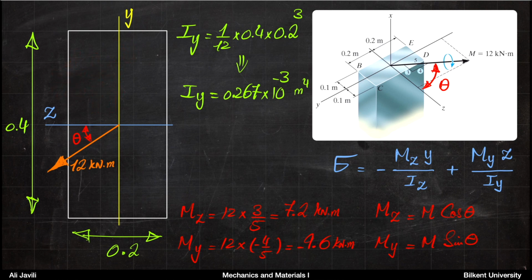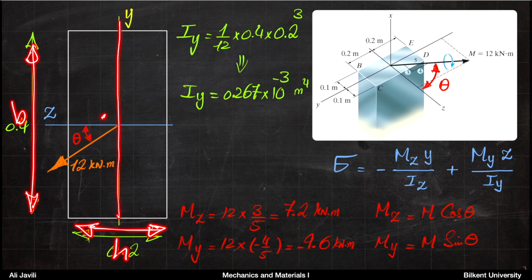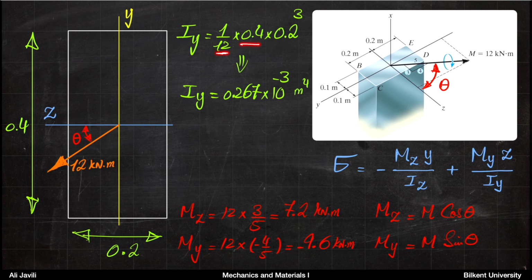So if you want to calculate Iy, in this case, 0.2 would be your h and 0.4 would be your b, because you calculate with respect to y-axis. So the formula would be 1 over 12, 0.4 times 0.2 to the power 3, and the moment of inertia with respect to y-axis would be 0.267 times 10 to minus 3 m to the power 4, meter to the power 4.